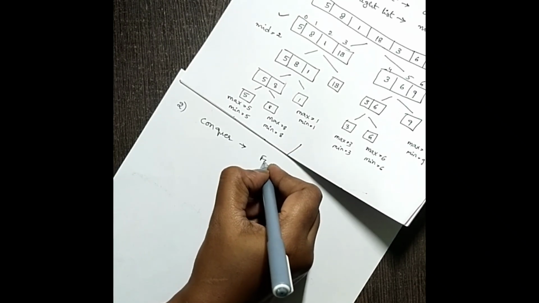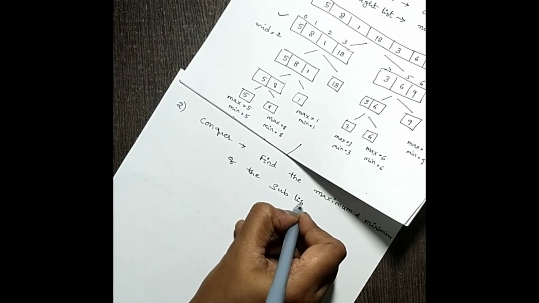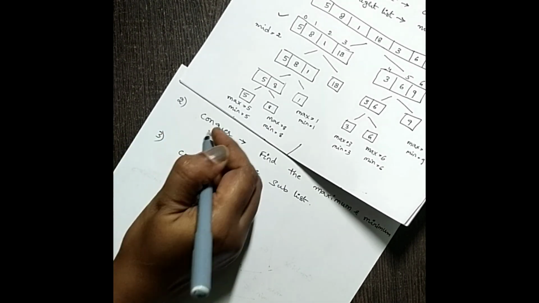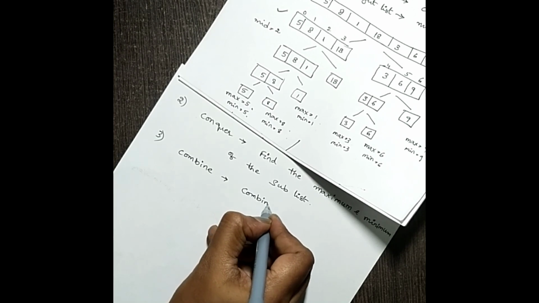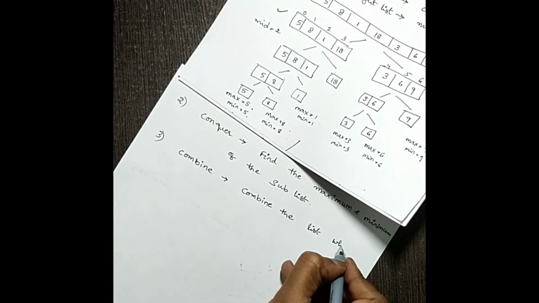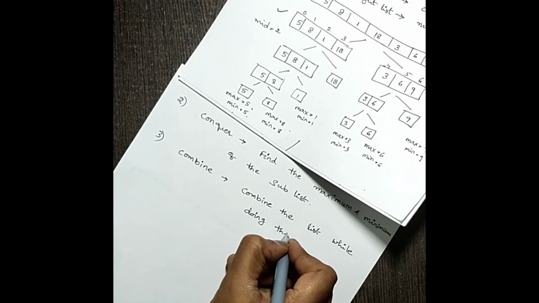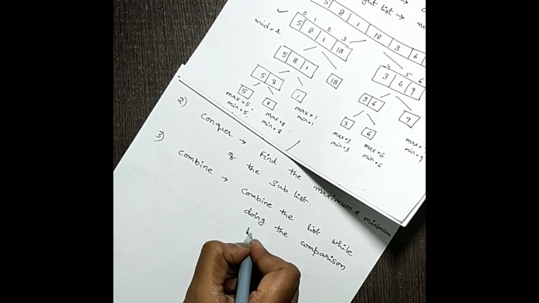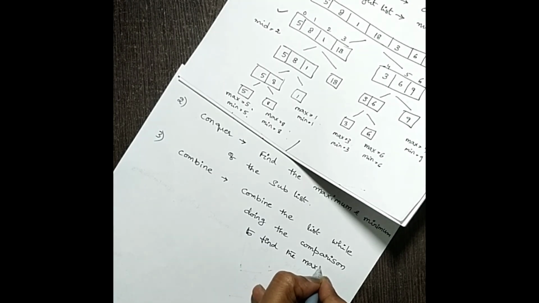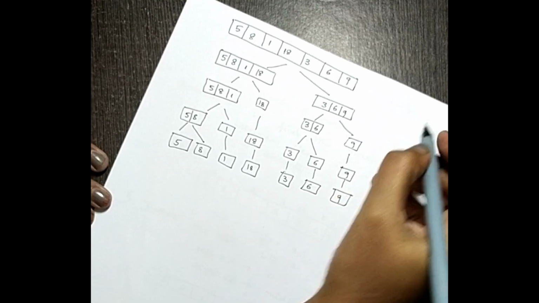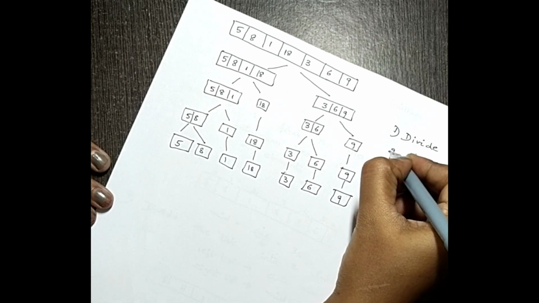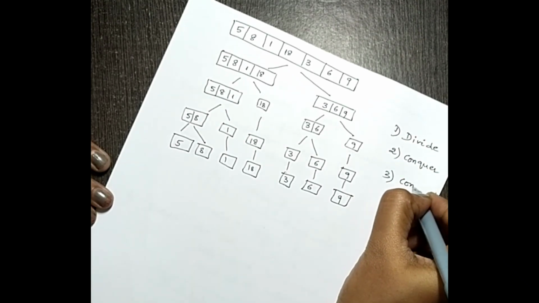The second step is to conquer. We have to find out the maximum and minimum element in each sublist. And the third step is combine. We have to combine the sublists and compare for the maximum element and minimum element. So the 3 steps are divide, conquer and combine.